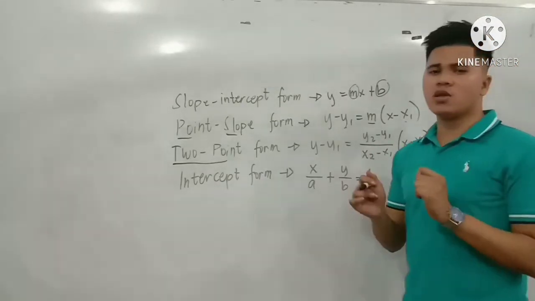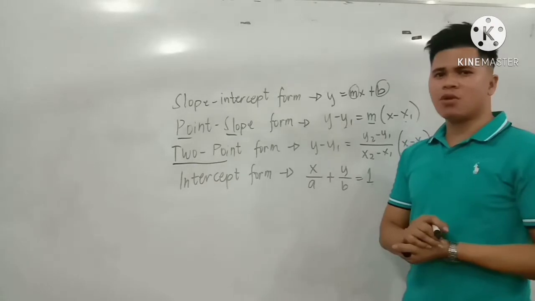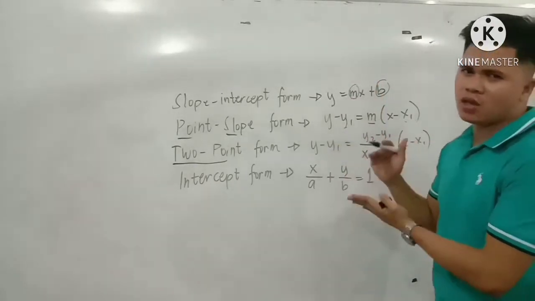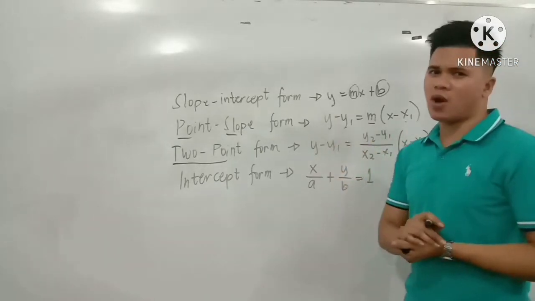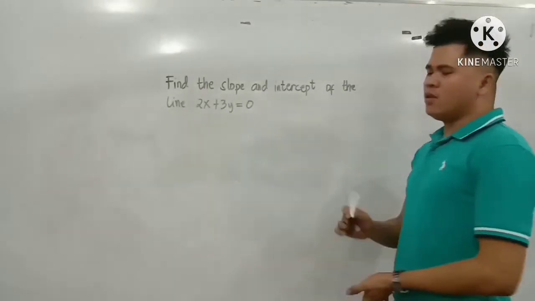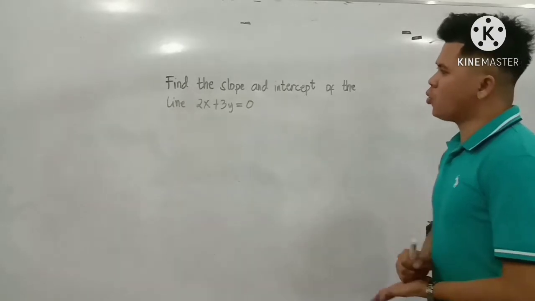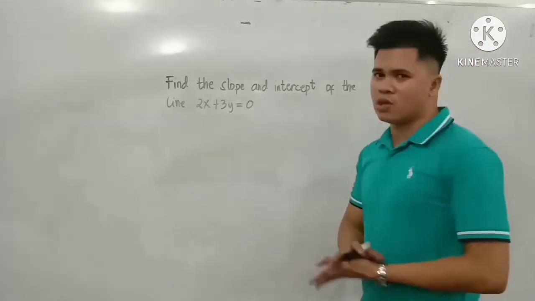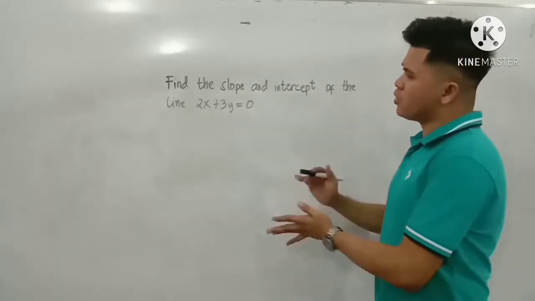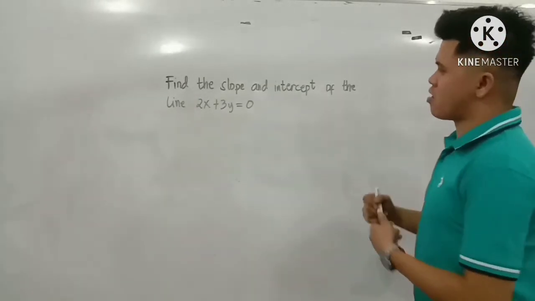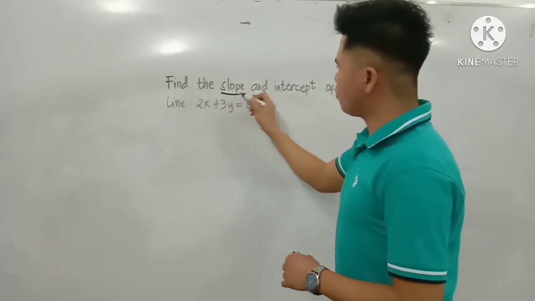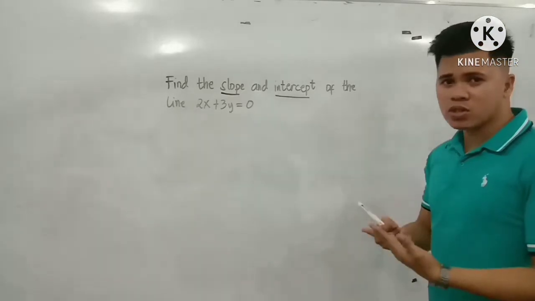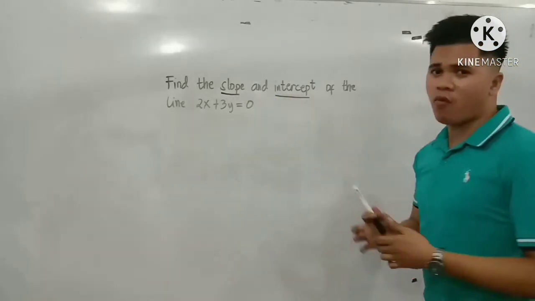So without further ado, let's study this given example, and let's find out which of these forms is appropriate in dealing with those problems. Let's say, find the slope and the intercept of the line 2x + 3y = 0. Let's observe the given problem. It says we have to find the slope and the intercept. That means we have to use the slope-intercept form.